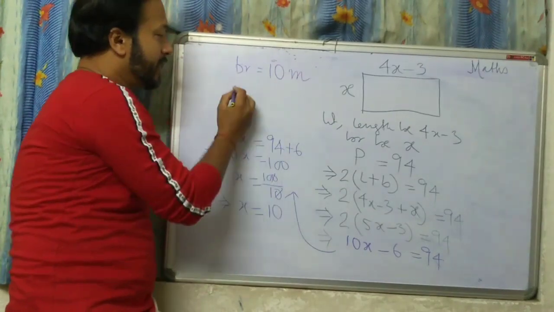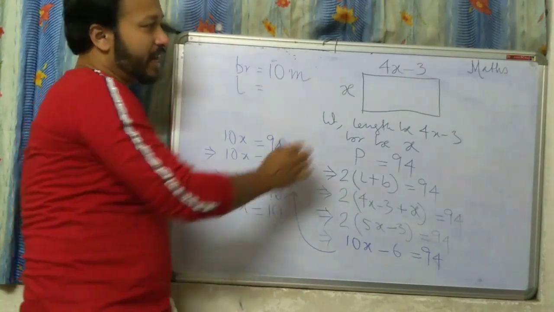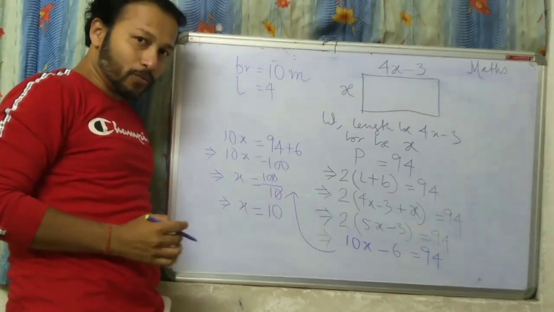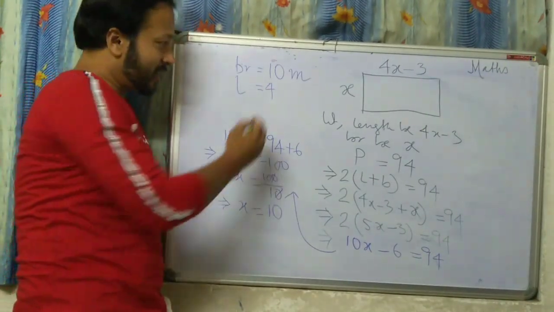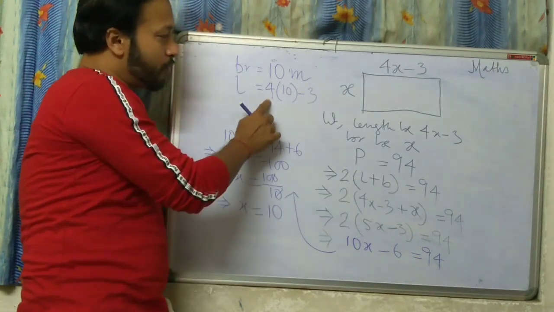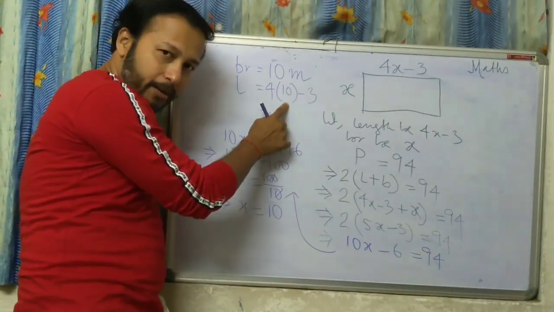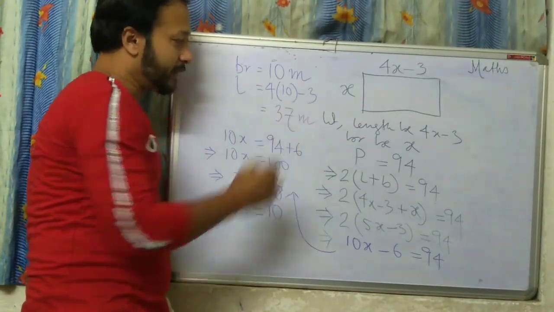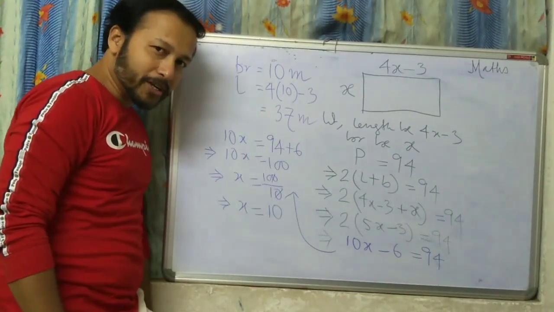10 meter. So what is the length? Length is 4x minus 3. So 4x. What is x? 10. 10 minus 3. 4 into 10, 40 minus 3. That is 37 meter. I hope you understood.